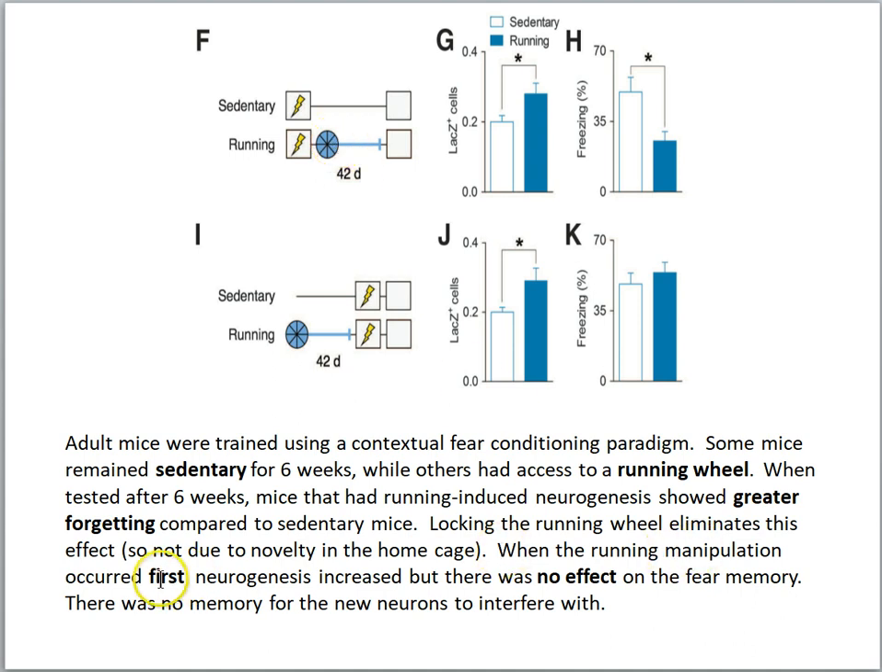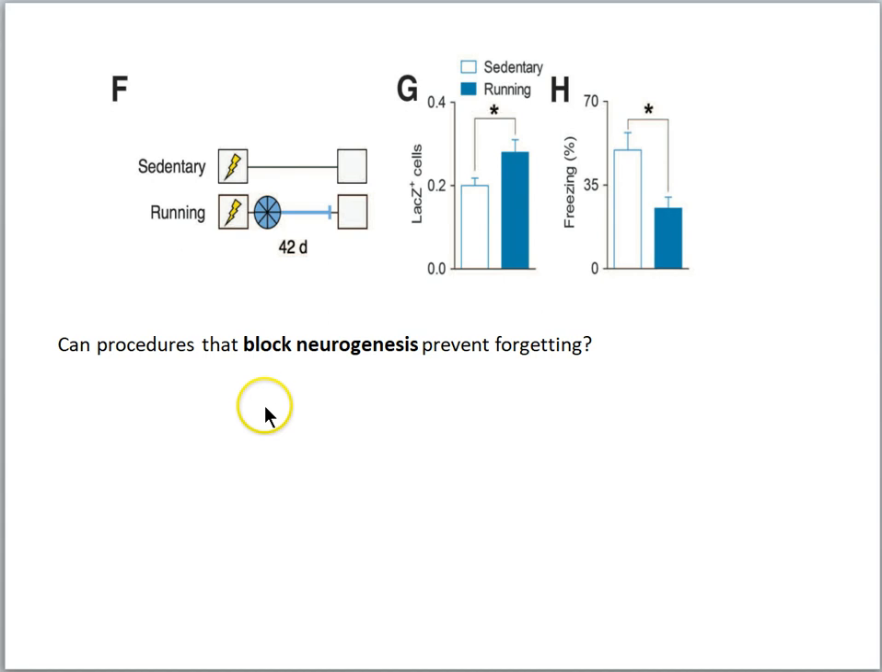When the running manipulation occurred first, down here, neurogenesis increased, but there was no effect on the fear memory, as shown by the bars here. There was no memory for the new neurons to interfere with. So the neurogenesis has to be happening after some learning event if it's going to be interfering with the memory for that event.